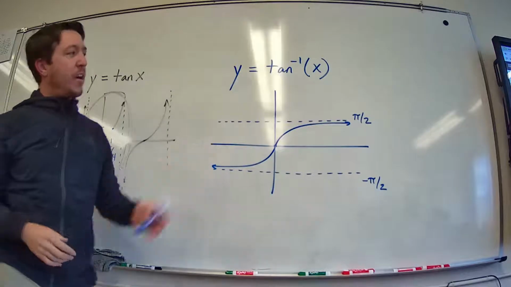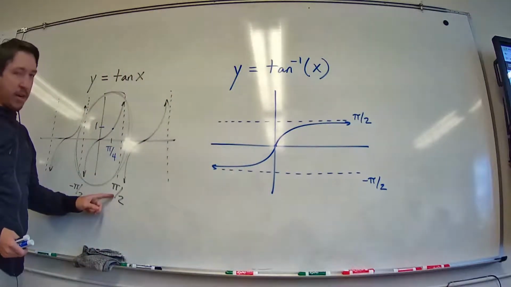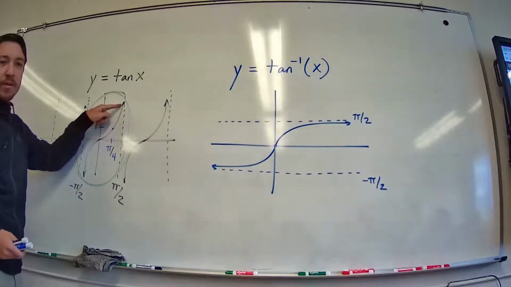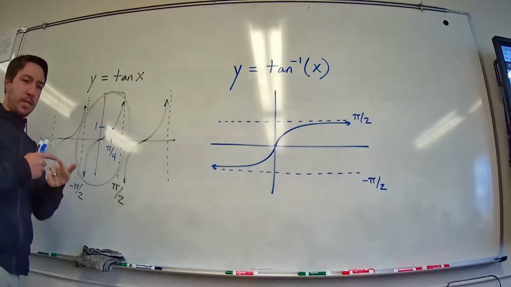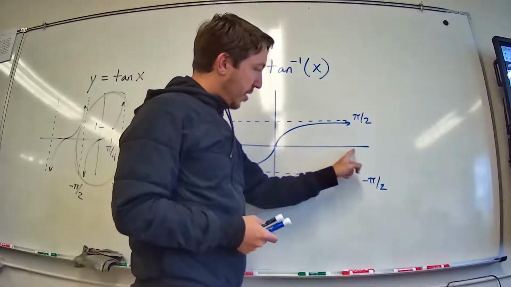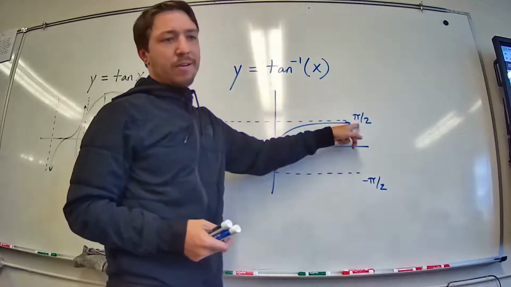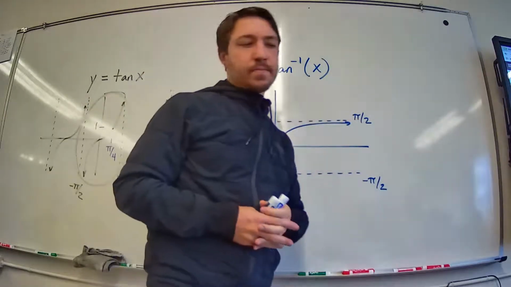I mean, the intuition here, I hope makes sense. It's kind of like on here. As your angle gets really close to 90 degrees, your tangent gets really, really big. So conversely, or inversely, as your x value gets really big, the inverse tangent approaches 90 degrees, pi over 2 radians.